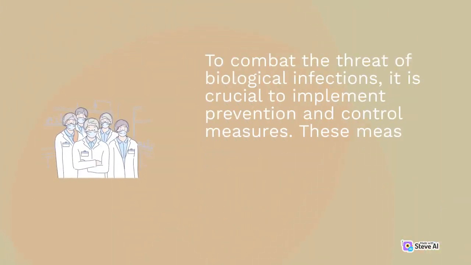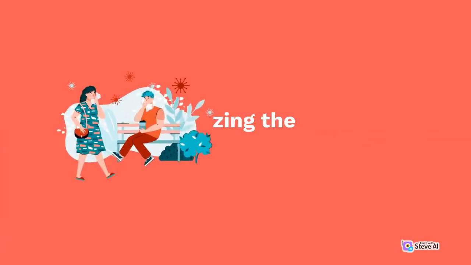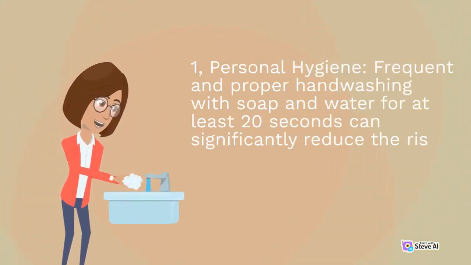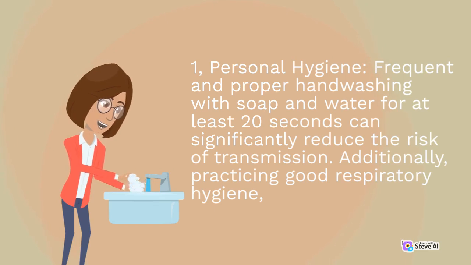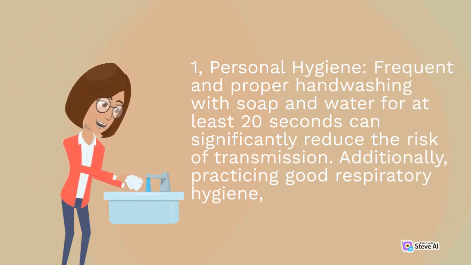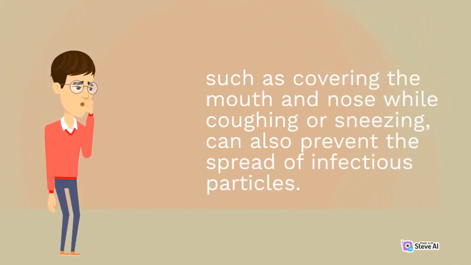Prevention and control measures. To combat the threat of biological infections, it is crucial to implement prevention and control measures. These measures should include both individual and community-based strategies aimed at minimizing the spread of viruses and bacteria. 1. Personal hygiene. Frequent and proper handwashing with soap and water for at least 20 seconds can significantly reduce the risk of transmission. Additionally, practicing good respiratory hygiene, such as covering the mouth and nose while coughing or sneezing, can also prevent the spread of infectious particles.